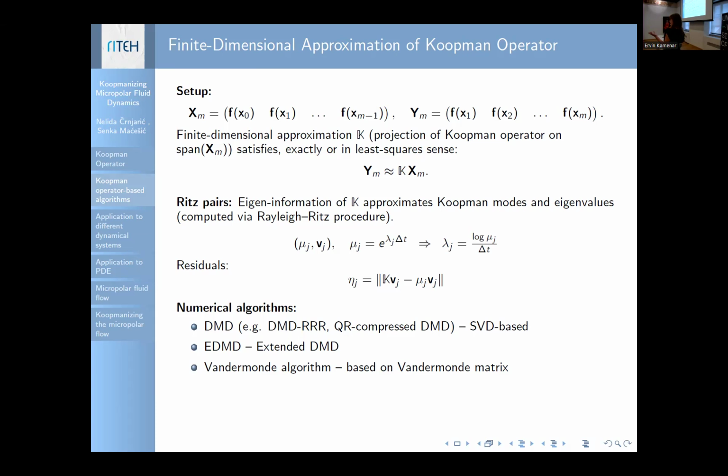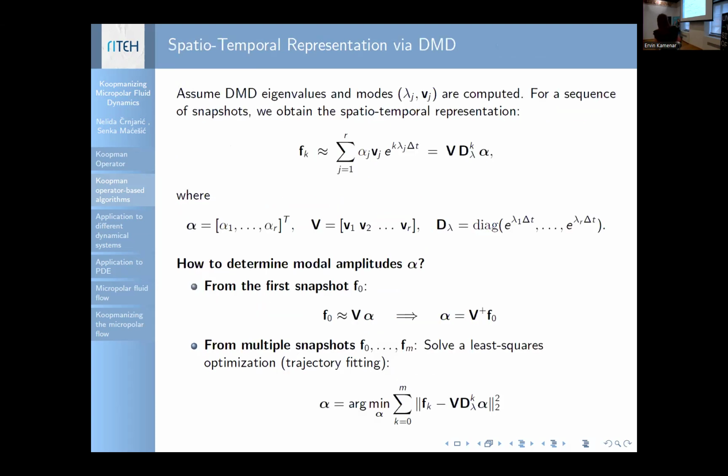Similar ideas of how to obtain this approximating operator are used in all these numerical algorithms like DMD, EDMD, Vandermonde, etc. We use here Zlatko's version, DMD-RRR, and also the QR compressed version of this algorithm because it's much faster in some cases than the original version.